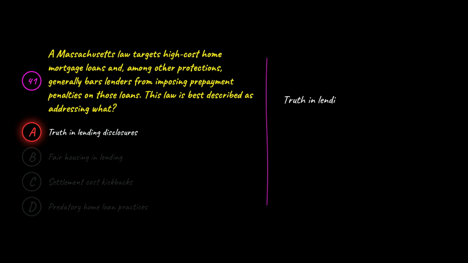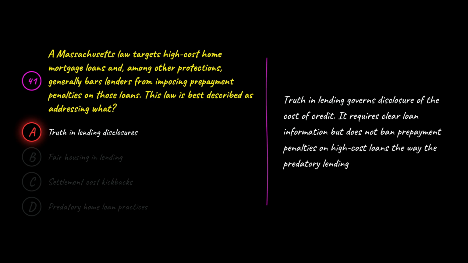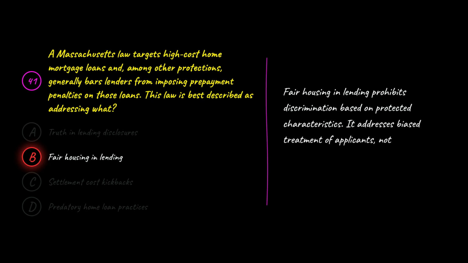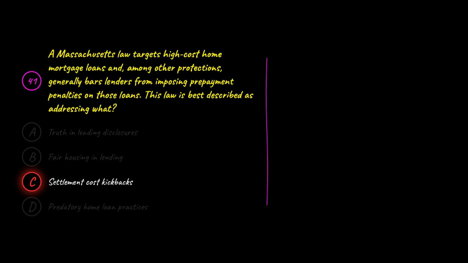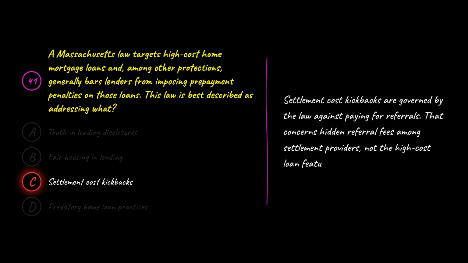A is wrong because truth in lending governs disclosure of the cost of credit. It requires clear loan information but does not ban prepayment penalties on high-cost loans the way the predatory lending law does. B is wrong because fair housing in lending prohibits discrimination based on protected characteristics. It addresses biased treatment of applicants, not the abusive loan terms and prepayment penalties the predatory lending law restricts. C is wrong because settlement cost kickbacks are governed by the law against paying for referrals. That concerns hidden referral fees among settlement providers, not the high-cost loan features and prepayment penalties addressed here.